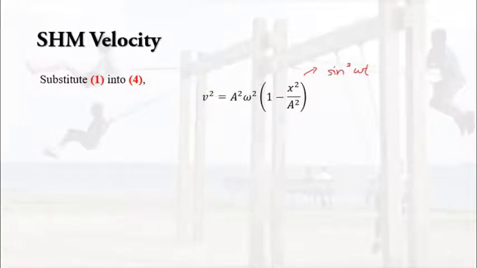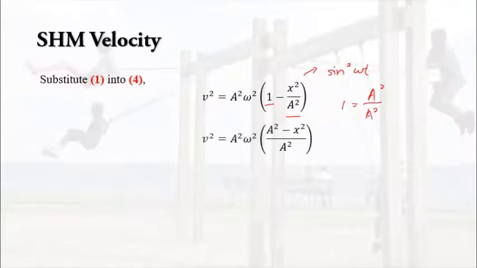When you reach this step, the rest basically becomes very simple. Why? You just have to simplify the equation. How are you going to simplify it? The first step is to make sure these two quantities have the same denominator. Now you have 1 minus x squared over a squared, so you have to make sure 1 also has the same denominator as the other one. So 1 is actually equal to a squared over a squared. Then you substitute into the equation, you're going to get v squared equals a squared omega squared bracket a squared minus x squared over a squared.